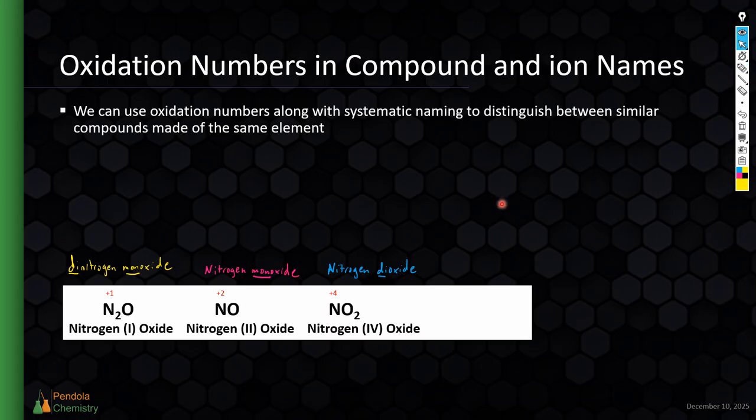But in another system, we can use the Roman numerals to do this. So essentially, all three of these compounds are nitrogen oxides. So together, all of these are nitrogen oxides.